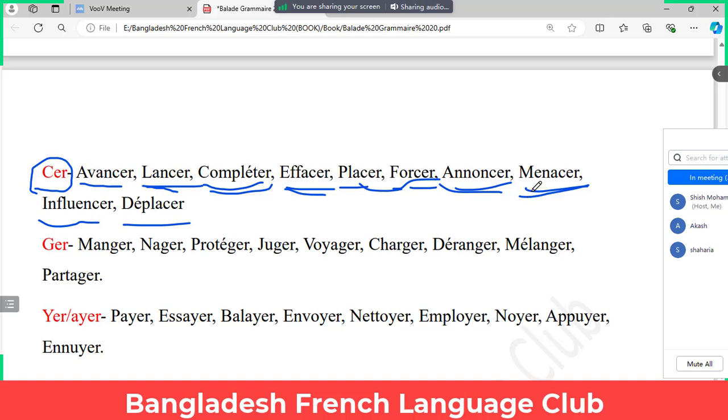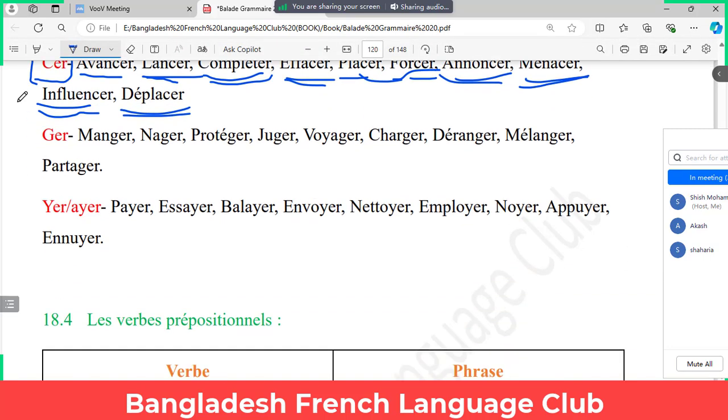I mean to scare, okay? Menacer. Influencer means to influence, right? To influence. Déplacer means to displace, right? Déplacer, I mean going from one place to another. Déplacer, right? Okay.